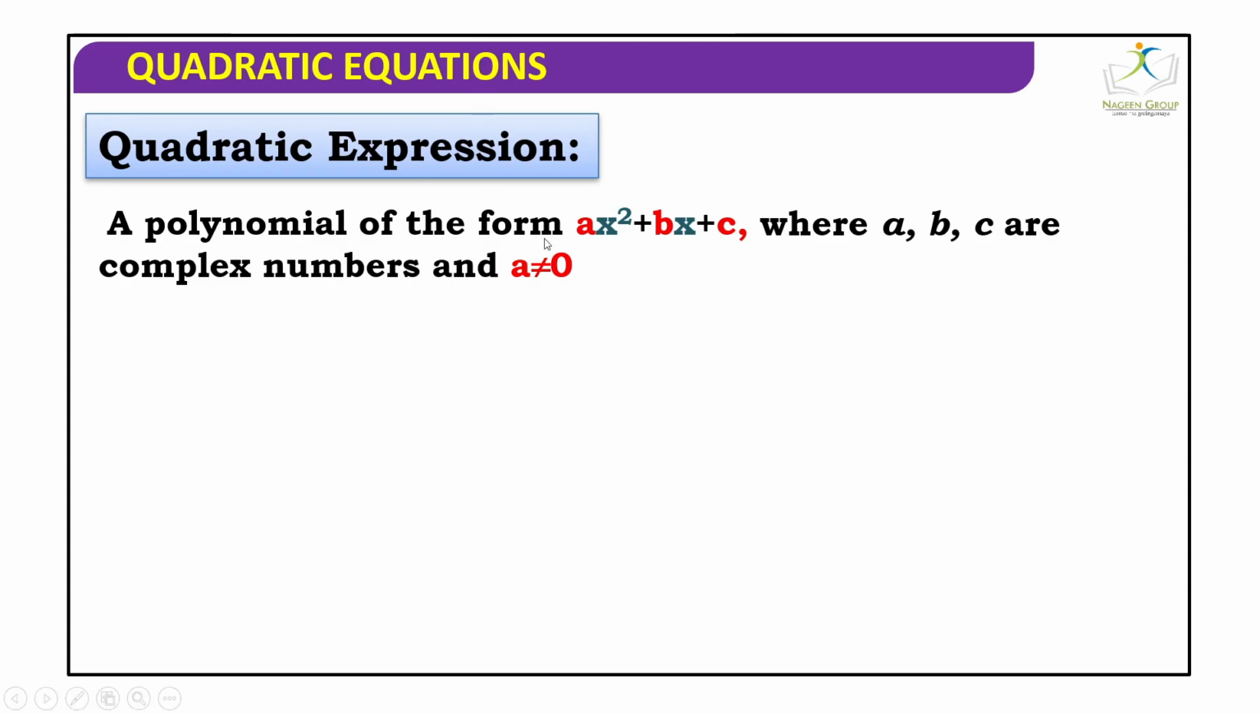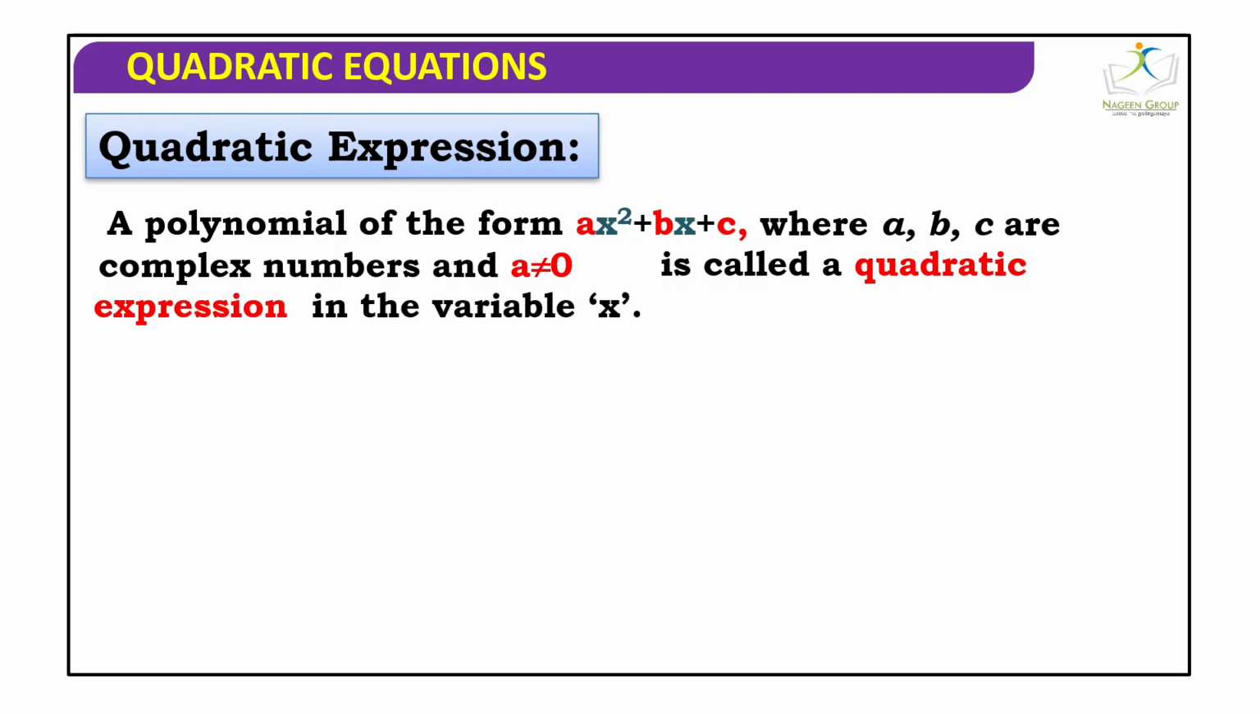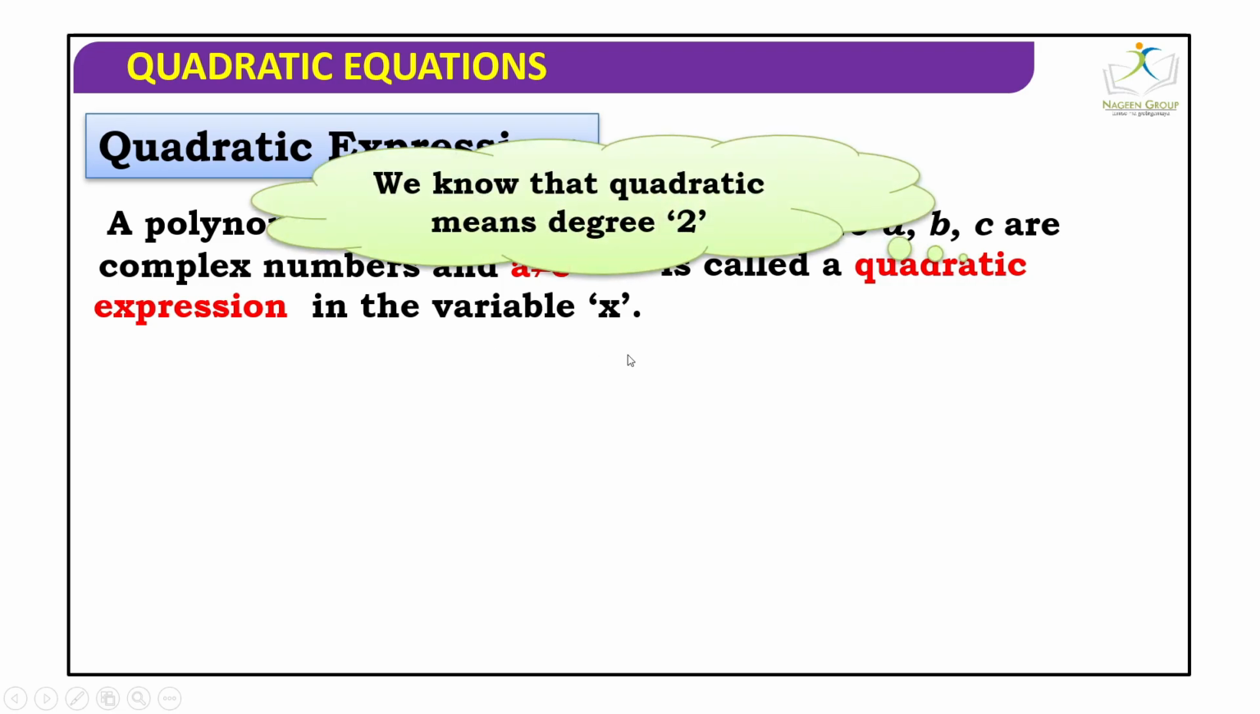If we take a equal to 0, it will not be a quadratic, it will become a linear equation, right? If we have x to the power 2, we always consider that as a quadratic. Now, in this a, b, c we consider complex numbers, and it is called a quadratic expression in the variable x, as it is with the power 2 and the variable is x. Now, we know that quadratic means degree 2.